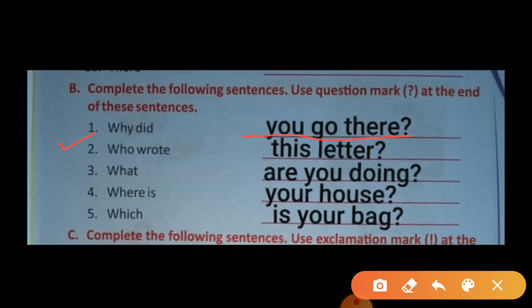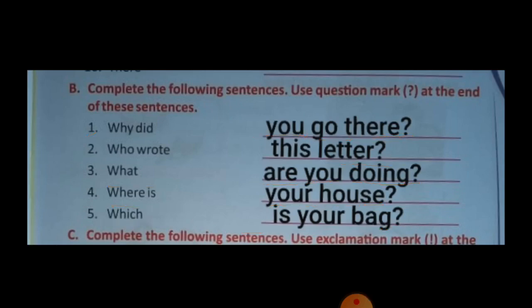Question mark. Who wrote this letter? किसने यह letter लिखा? What are you doing? तुम क्या कर रहे हो? Where is your house? तुम्हारा घर कहाँ है? Which is your bag? तुम्हारा बैग कौन सा है? After the sentence you have to put the question mark. Students, so this is the complete answer of your B exercise. I hope you will be able to see it neatly and write it.